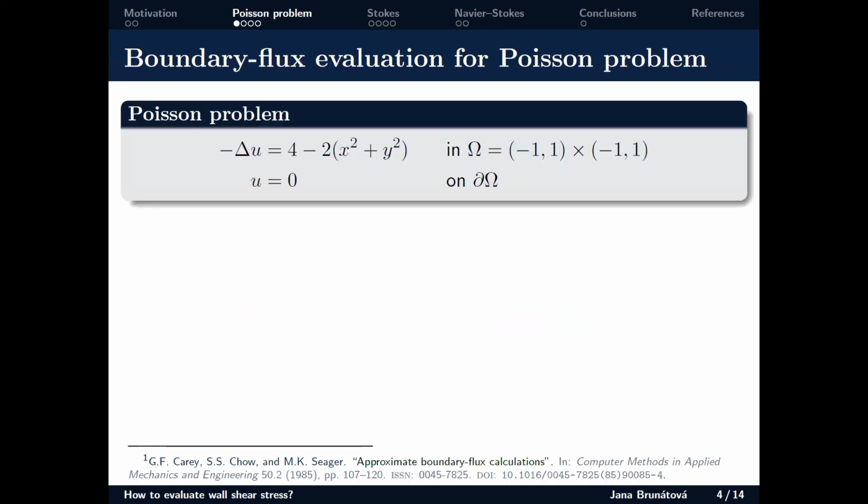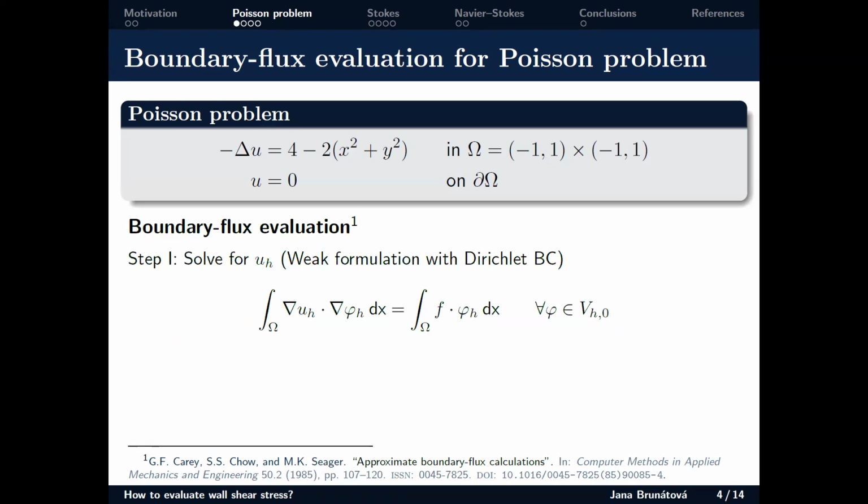Now I will describe what the boundary flux evaluation looks like for a simple 2D Poisson problem, just to have the key idea in mind. Then we will go to the Stokes problem and then Navier-Stokes. So let's consider this simple Poisson problem on a unit square mesh with Dirichlet zero boundary conditions. The first step of boundary flux evaluation is to write down the weak formulation, discretize, and solve for it. So far, so good.